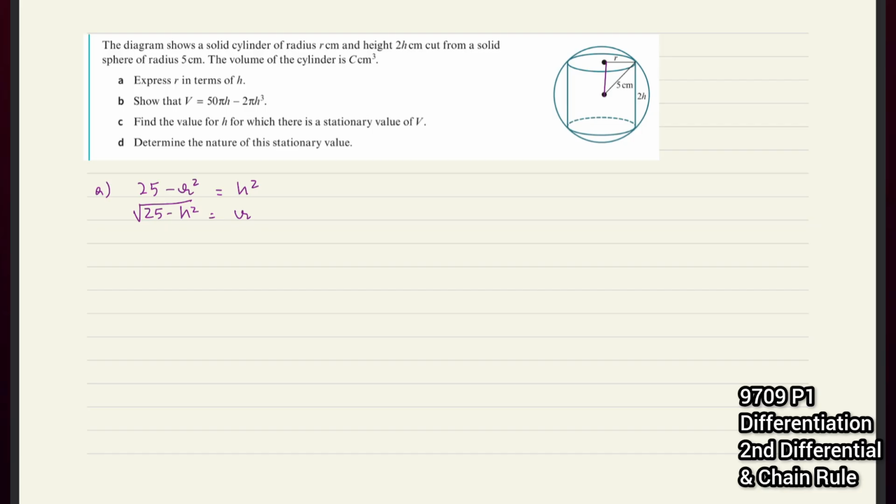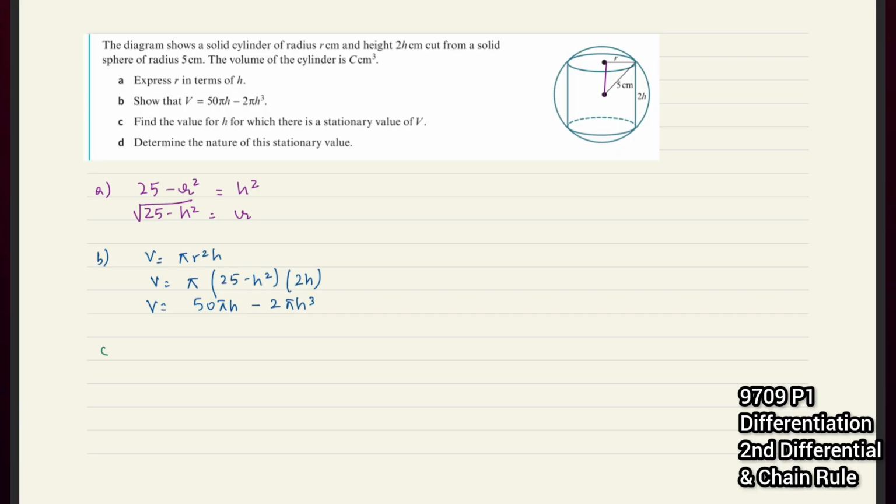Second, show that the volume is equal to this. Volume of a cylinder is pi r square h. Since this is the volume of the cylinder, the height of the cylinder here is 2h. So volume is equal to pi into r square, which is 25 minus h square, and the height is 2h. So volume is going to be 50 pi h minus 2 pi h cube. Hence proven.